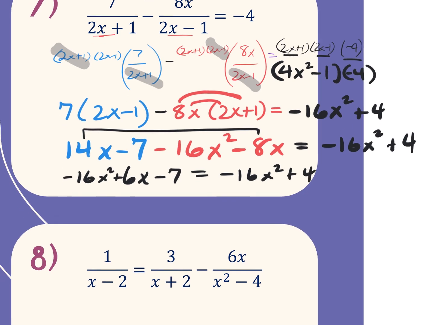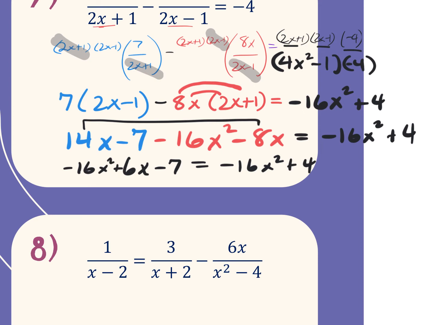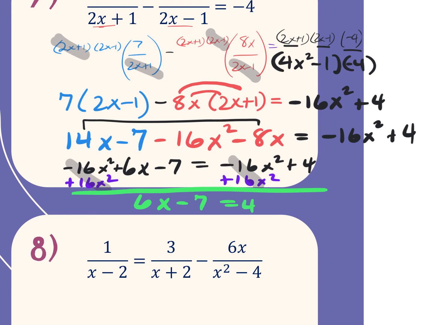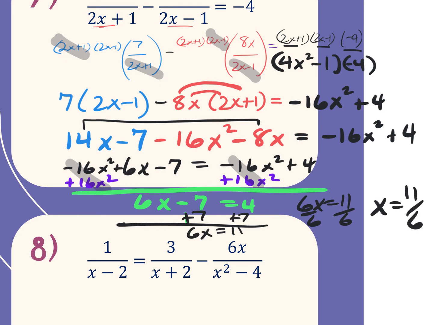All right, now when I try to group my 16x squareds together, notice they're going to cancel on both sides. So these are gone. And now I'm left with 6x minus 7 equals 4. I'm going to add my 7. And I get 6x equals 11. Let me move it over here. Divide by 6. And x equals 11 over 6.